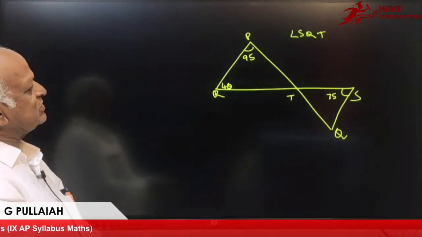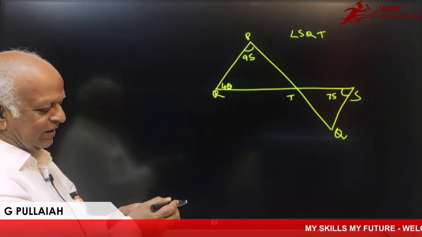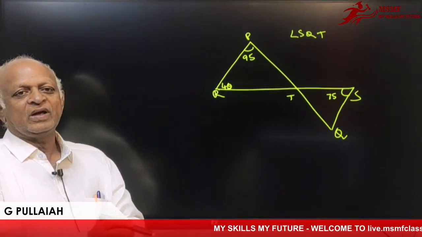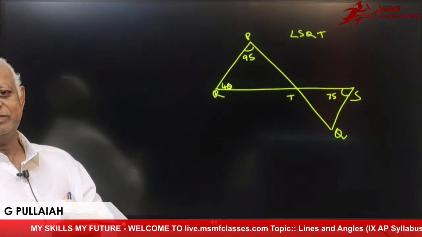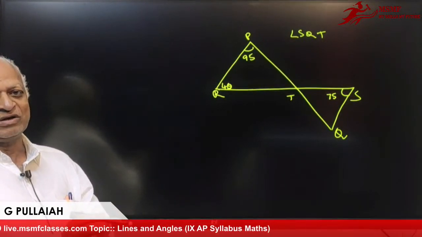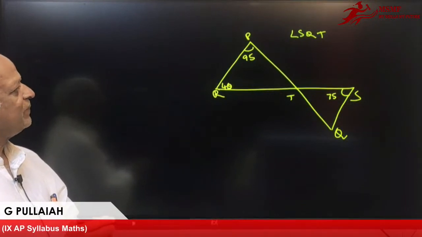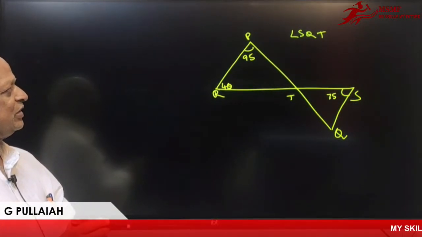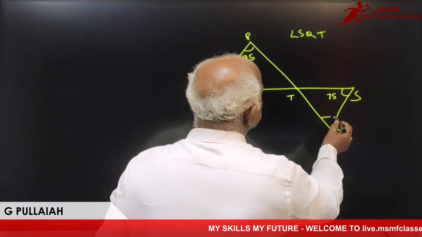So here our question is to find angle SQT. Remember very carefully, here they have not given that any lines are parallel. So we are not expected to use the concept of parallel lines at all. Let's not think about it at all. Now our question is angle SQT. This SQT is an angle in a triangle.